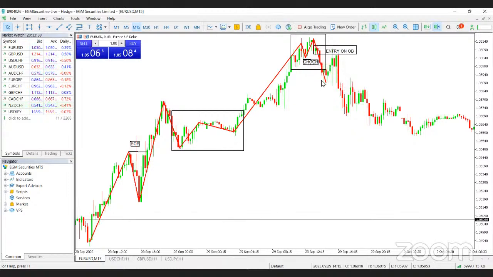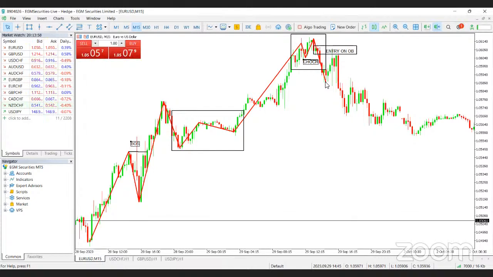So now this is the point where the market stopped. So now this becomes our lower low, our first lower low. And now where is our first lower high? Our first lower high will be on the order block.